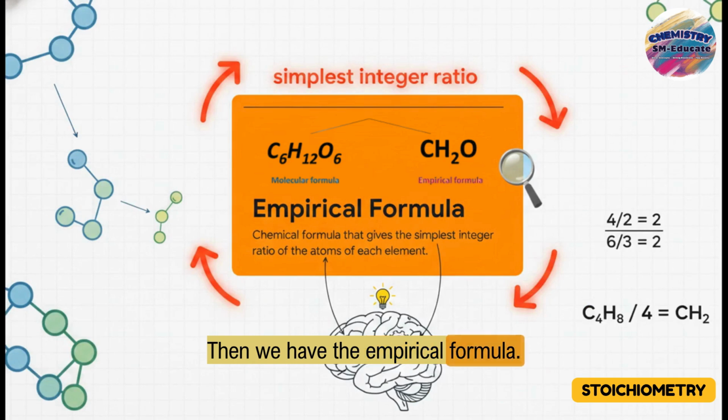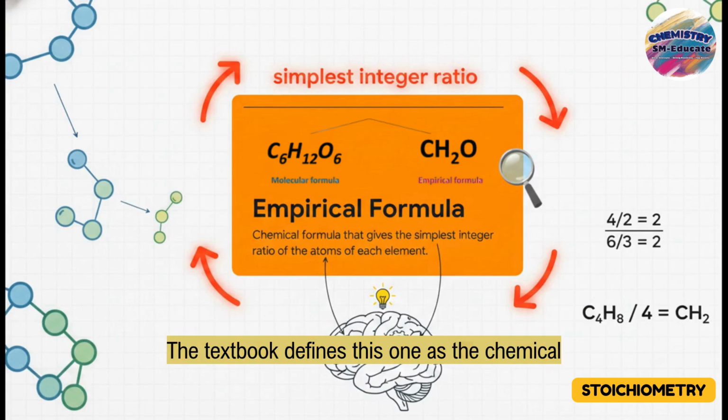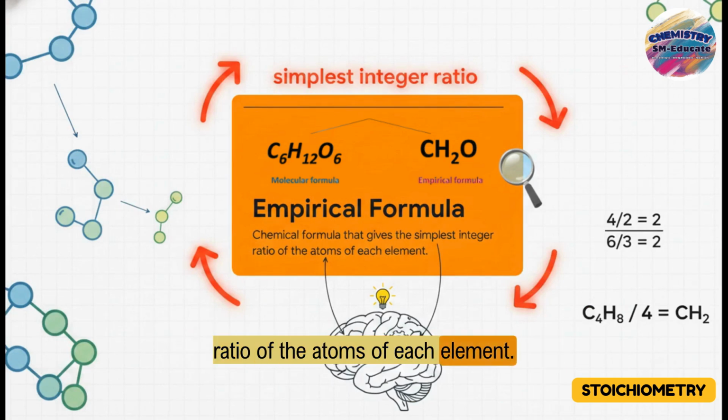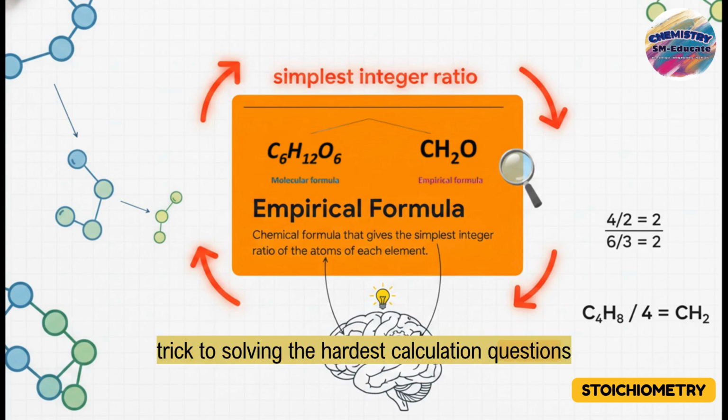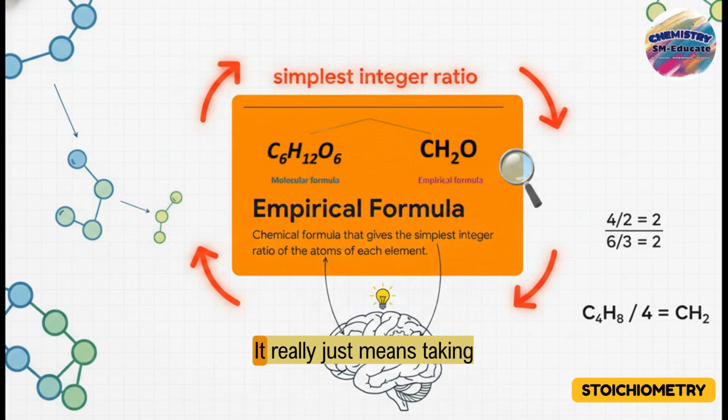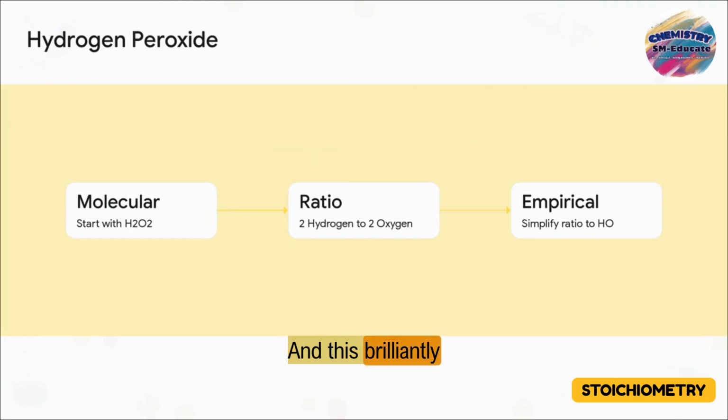Then we have the empirical formula. The textbook defines this one as the chemical formula that gives the simplest integer ratio of the atoms of each element. Did you hear that phrase? Simplest, integer, ratio. Highlight that in your brain. This exact phrase is the absolute trick to solving the hardest calculation questions in this entire chapter. It really just means taking your molecular recipe and dividing it down to the smallest whole numbers possible. And this illustrates exactly how we do the math.